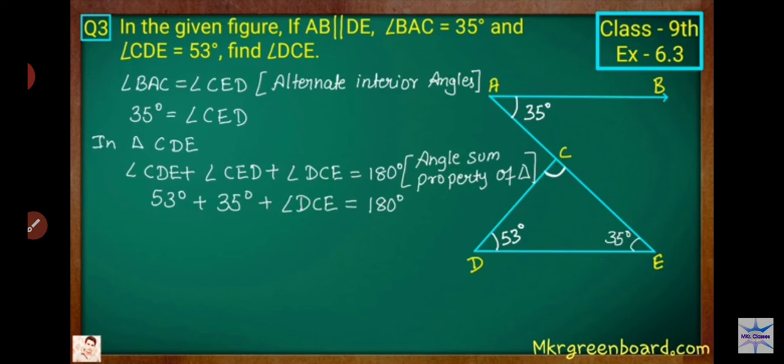So add these two numbers. We get 88 plus angle DCE is equal to 180 degrees. Now angle DCE is equal to 180 minus 88.